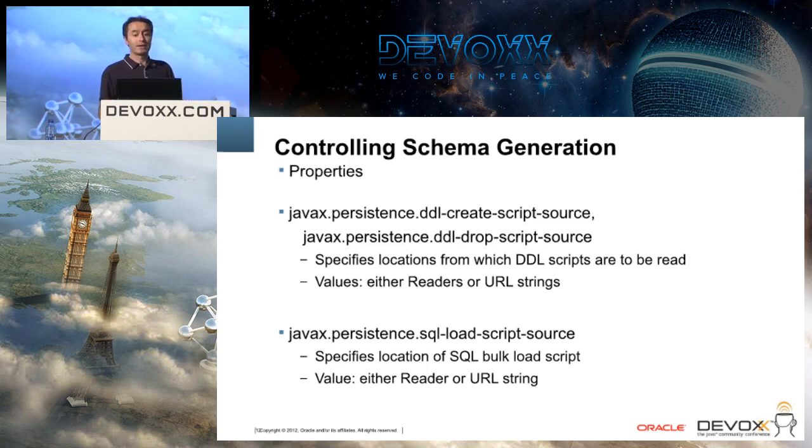a URL. Again, in persistence XML, you're going to have to provide the URL because it's going to have to be a static string. But at runtime, if you're passing properties, you could pass a reader. So you could actually very dynamically feed sources of files to the JPA provider, or you can give us targets to write onto using these properties.